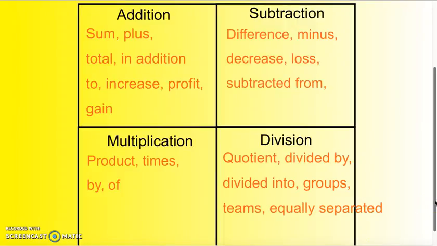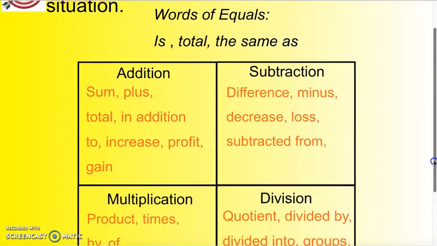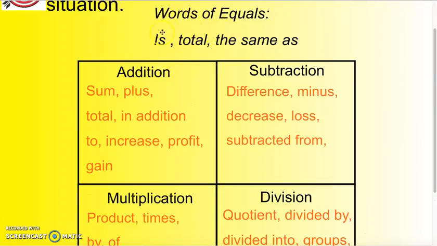Now, we also need to talk about some words that will clue us in to where to put the equal sign. If you see words like is or total or the same as, those words usually mean an equal sign. We need an equal sign at that point. Because remember, all equations need an equal sign. And so we need to decide where that equal sign goes.